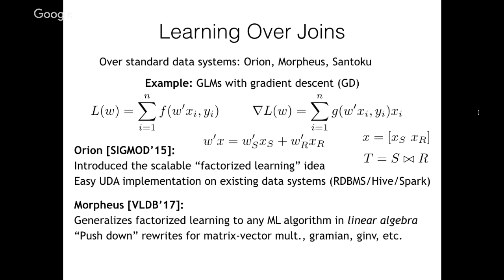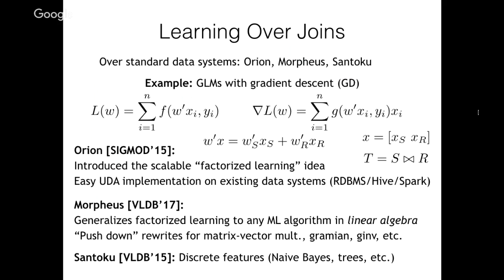In the Santoku system, the authors extended this idea to not just computations that take place over numeric feature spaces, but also discrete feature spaces. It's a toolkit in R where they extended this to algorithms like naive Bayes and decision trees that involve feature ranking and feature selection.